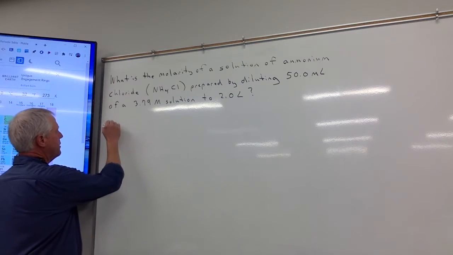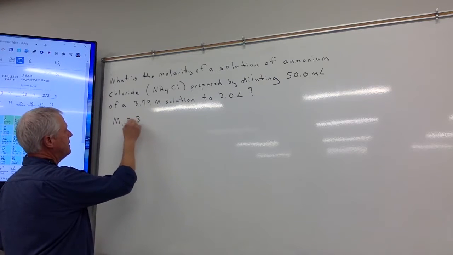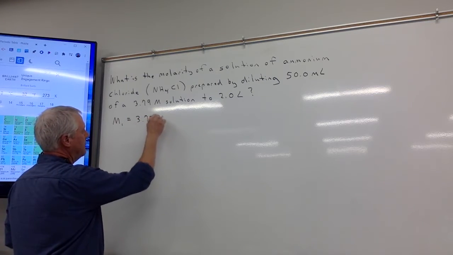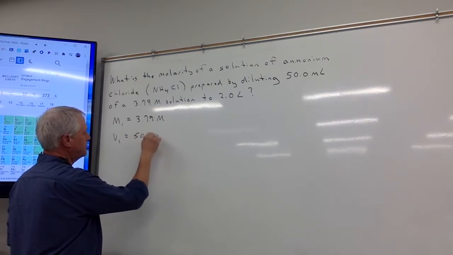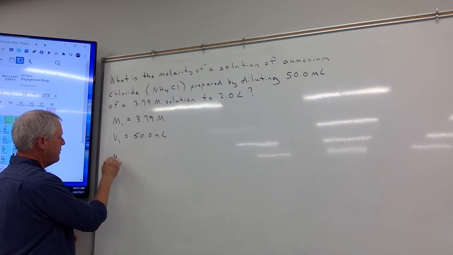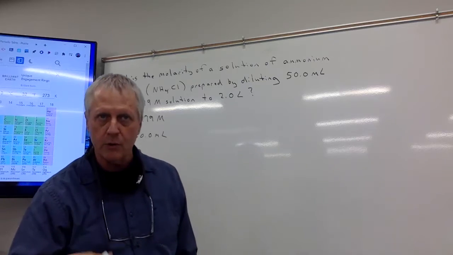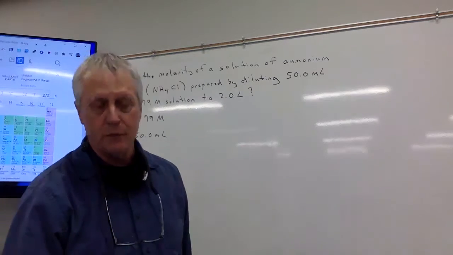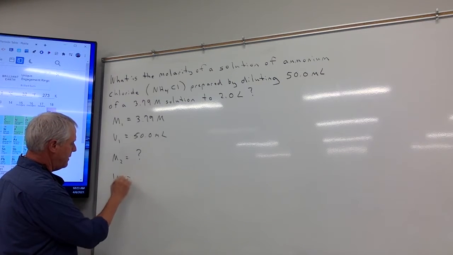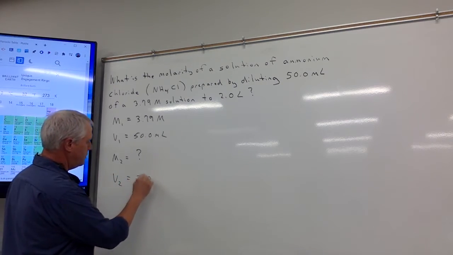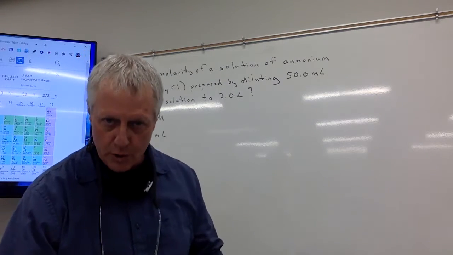What we do is we write our knowns. The first molar value is 3.79, and then the first volume is 50 milliliters. What we're going to try to solve for is how that changes the molarity. The molarity will change. The concentration of the solution will change if we change the volume. So by changing the volume to 2.0 liters, now what we have done is we have diluted the solution.